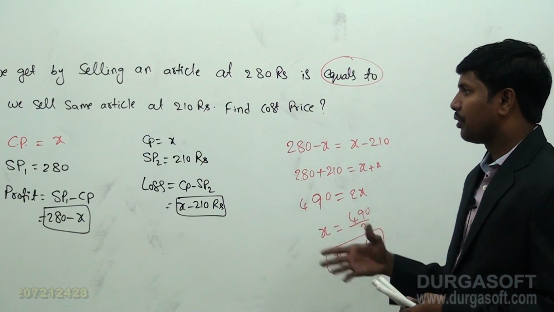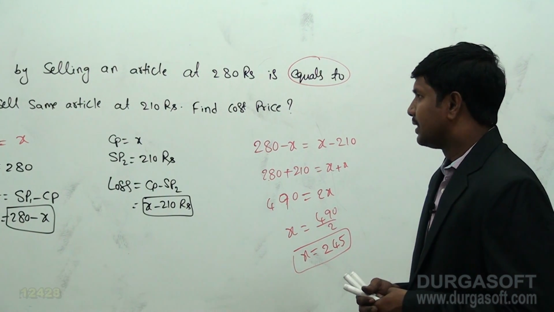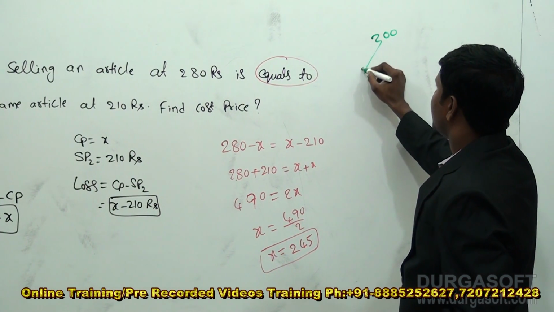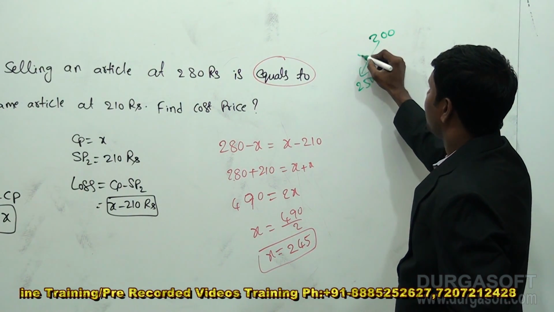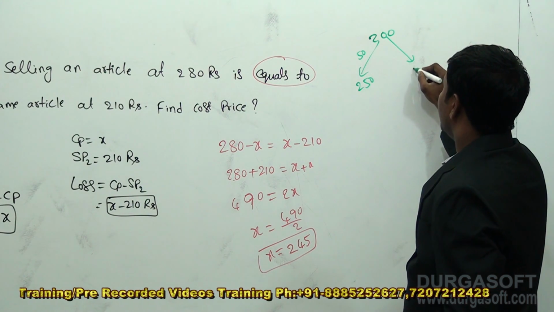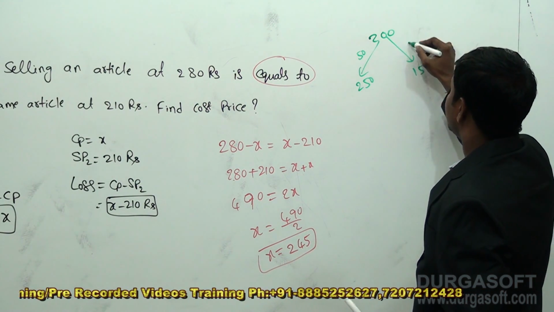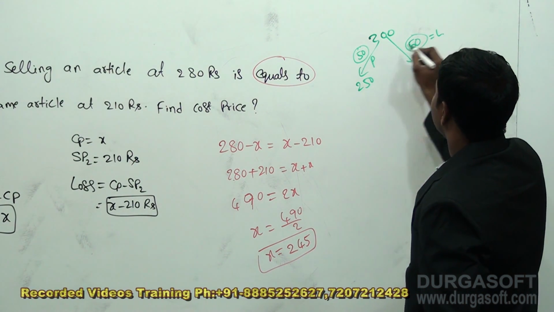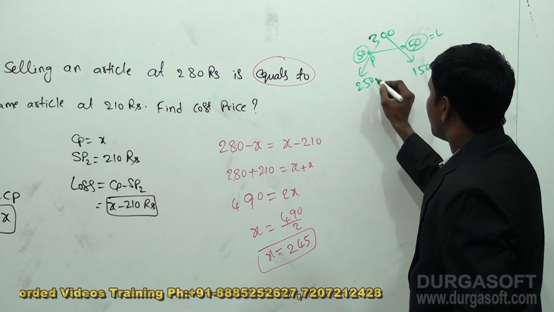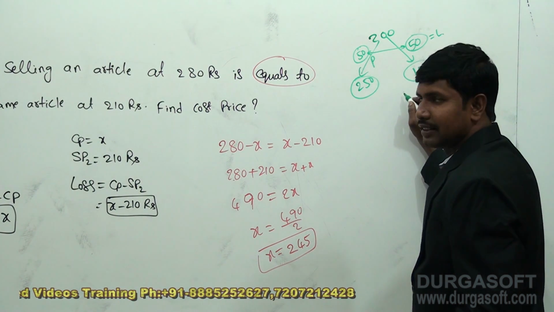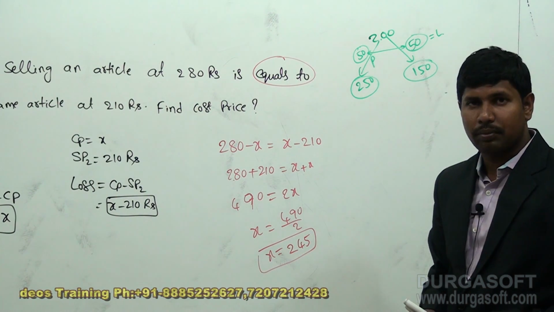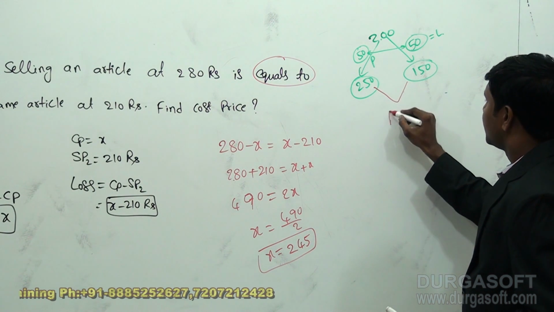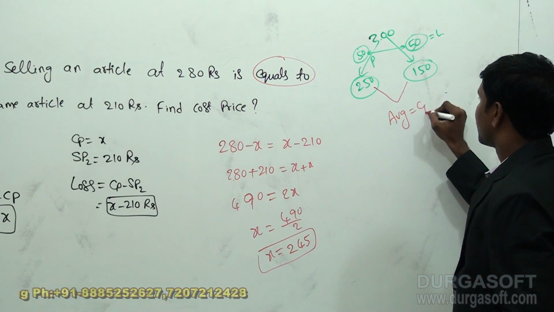So in this way you can calculate. If not, let me give you one example. Suppose my price is 200 rupees. When I am selling at 250 rupees, there is 50 rupees profit. When I am selling at 150 rupees, there is a loss of 50 rupees. So the profit in this case is equal to the loss in this case. If you observe, the middle value of 250 and 150 was the cost price.